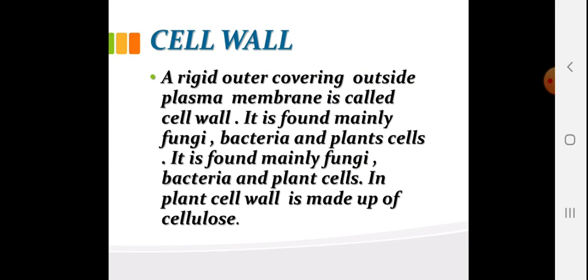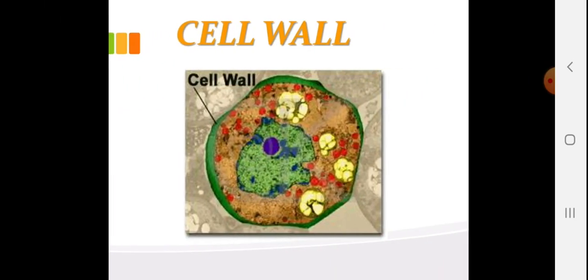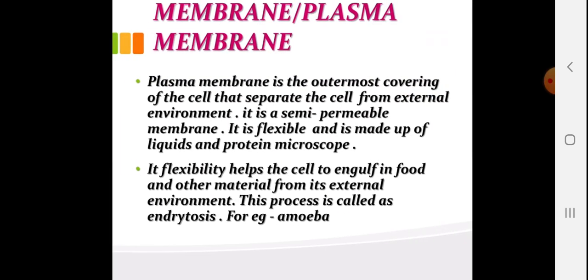Now the cell wall. The rigid outer covering outside the plasma membrane is known as the cell wall. It is found mainly in fungi, bacteria and plant cells. It is found in the plant cell because it protects the plant cell from the external environment. Generally, it is absent in the animal cell. The cell wall is the outermost layer of the cell.